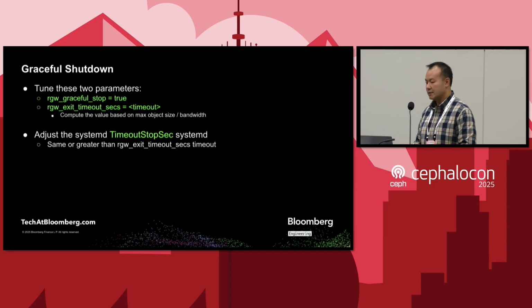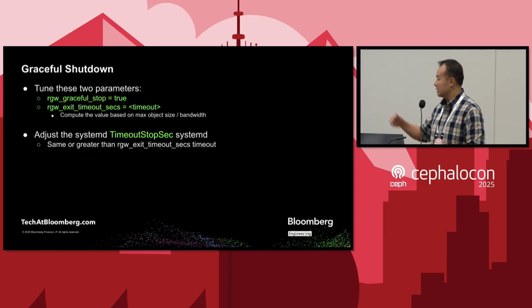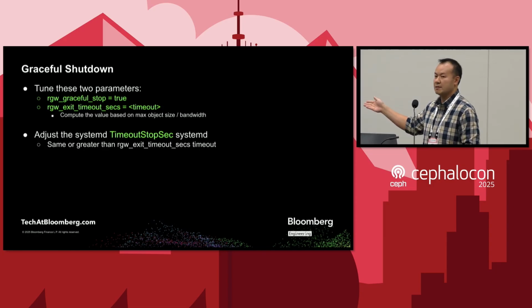And then there is a systemd setting. This is sort of the master switch. Our recommendation is to make this setting equal to or greater than the timeout seconds. Otherwise, this will take effect first and kill your instance before the timeout setting is reached.